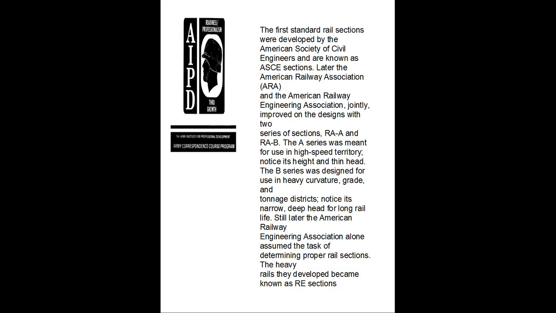The first standard railway sections were developed by the American Society of Civil Engineers, known as the ASCE sections. Later, the American Railway Association, ARA, and the American Railway Engineering Association jointly improved the design with the two series of sections, the ARA-A and the ARA-B. The A series was meant for use in high-speed territory, noticeable for its height and thin head. The B series was designed for use in districts of heavy curvature, grade, and tonnage, noted for its narrow, deep head. Still later, the American Railway Engineering Association determined that the heavier the rail, the more proper the section, and developed what are known as the RE sections.